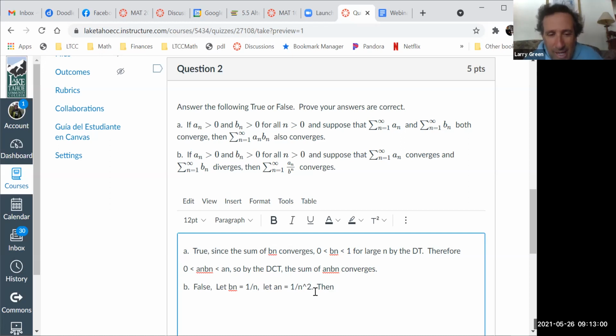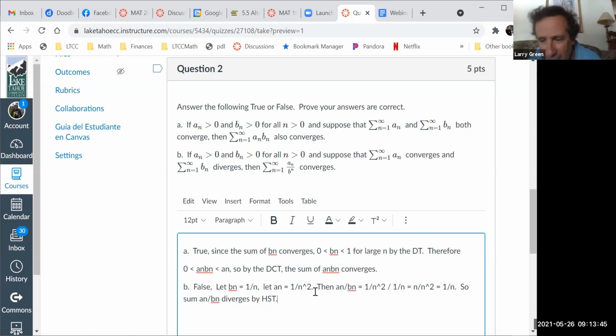Then an over bn is equal to 1 over n squared over 1 over n, which is equal to n over n squared, which is equal to 1 over n. Very basic algebra. So the sum of an over bn diverges by the harmonic series test, because it is a harmonic series.